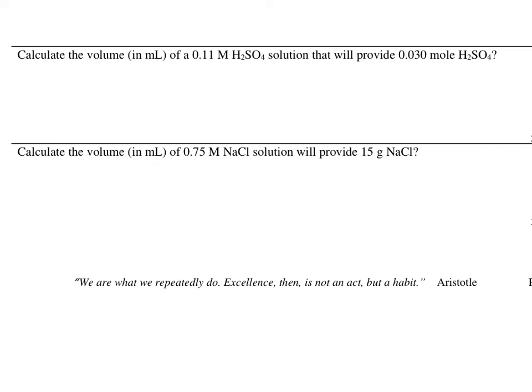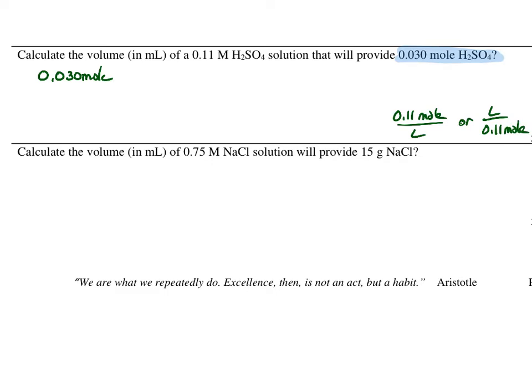We're asked to calculate how much of a specific solution we'll need to obtain a set amount of sulfuric acid. Our targeted amount is 0.030 moles of our acid. Now we know that 0.11 moles is equivalent to a liter of this solution, which is equivalent to 0.11 moles of our solute.